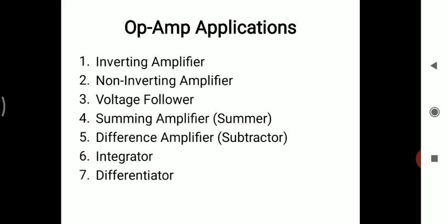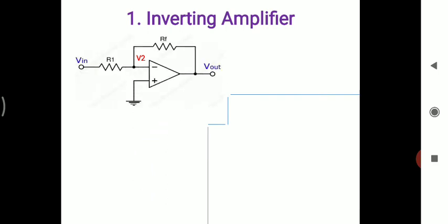So in this lecture, we are going to discuss the inverting amplifier, that is, how the operational amplifier can be used as an inverting amplifier. So let us start with the inverting amplifier. This is the circuit diagram of the inverting amplifier, how the operational amplifier can be used as an inverting amplifier, that is given in this circuit.